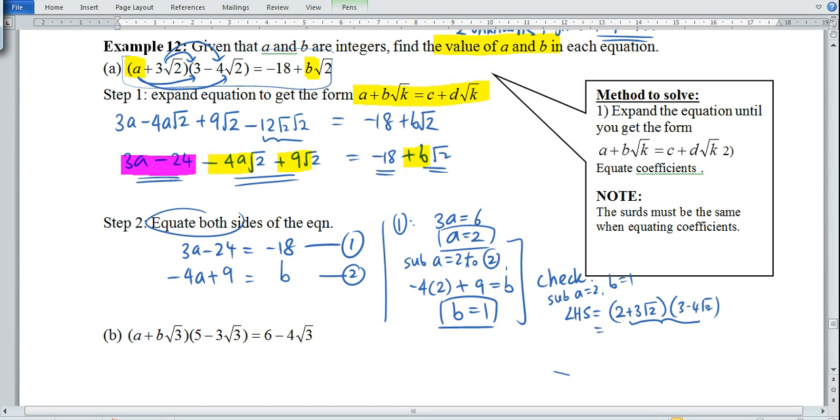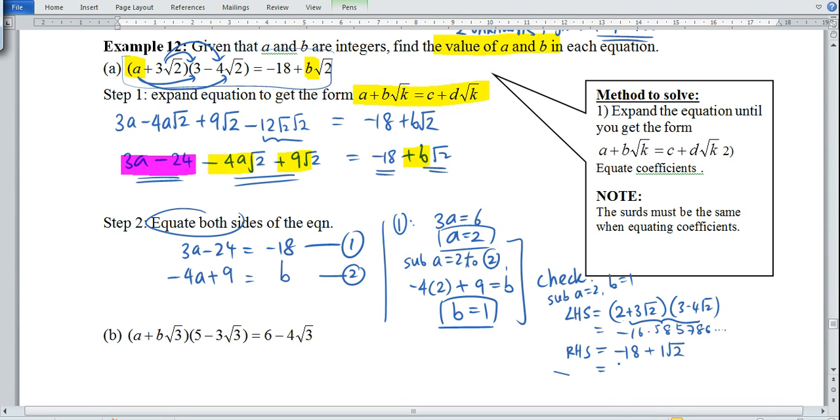If I evaluate them on the calculator, I'm going to get negative 16.585786 and so on. Now on the right hand side, the side with B, I'm going to substitute my B back. B is 1, square root 2. And I'm going to evaluate this on the calculator again.